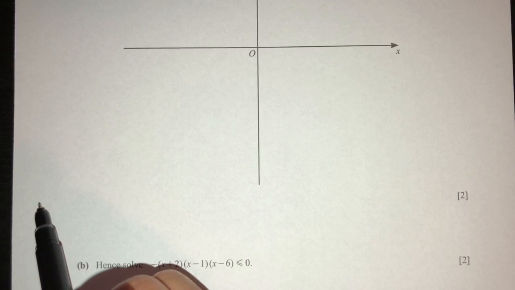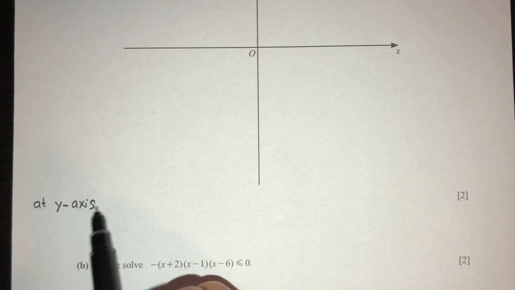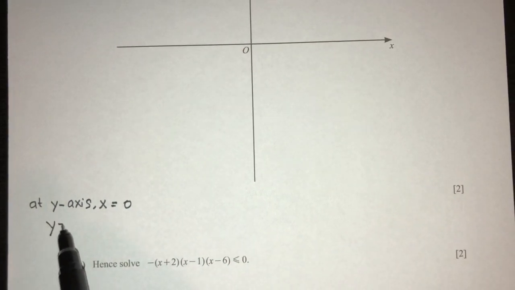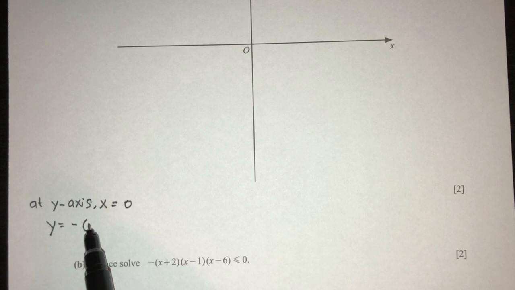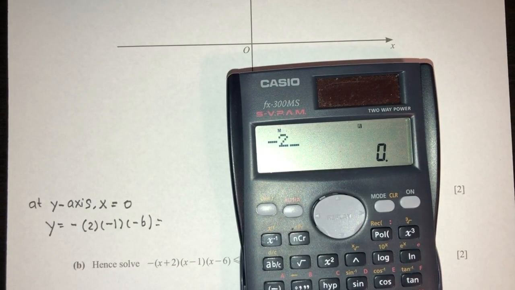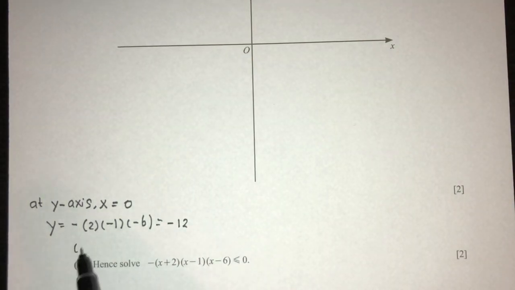So let's say at the y-axis, as you know, x equal to 0. So what is the value of y? Y will be equal to, we have minus here, that will be -2 times -1 times -6. Let's see what that gives you. So -2 times -1 times -6, that should be -12. So here we have a point of x 0 and y equal to -12.